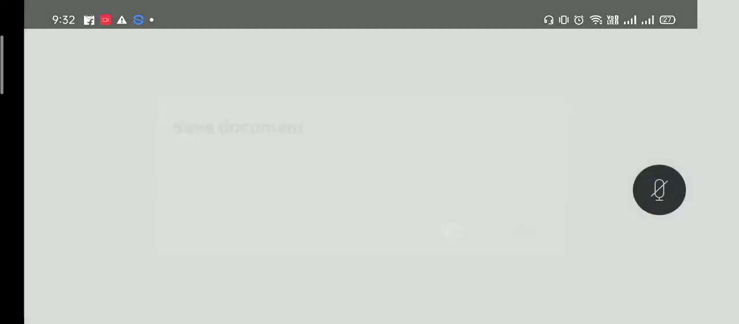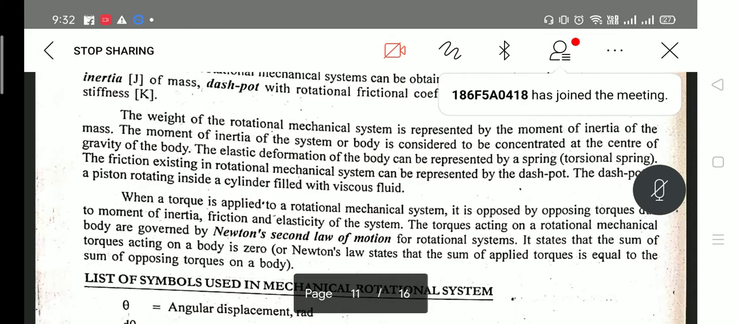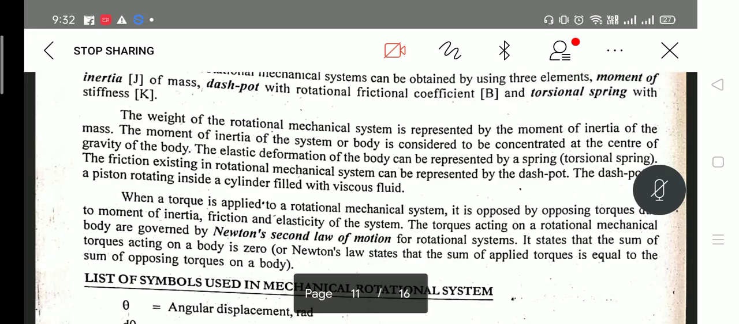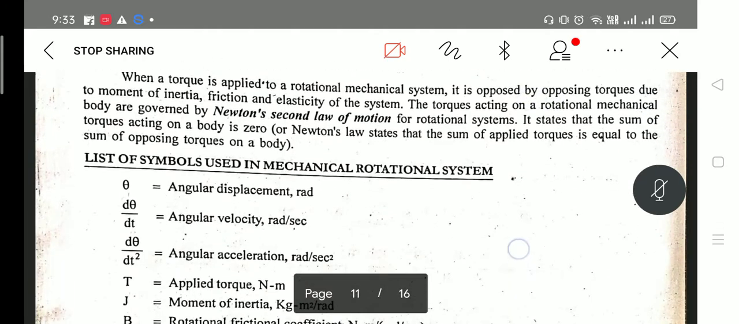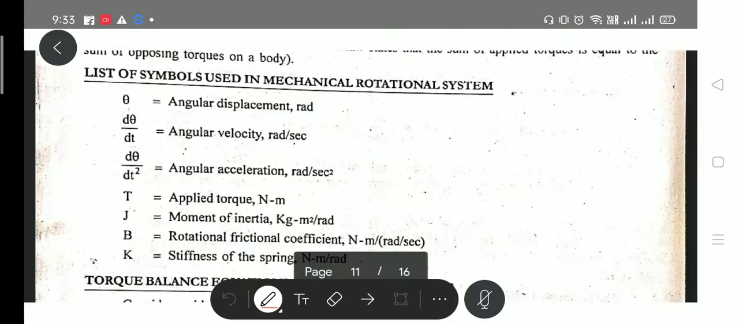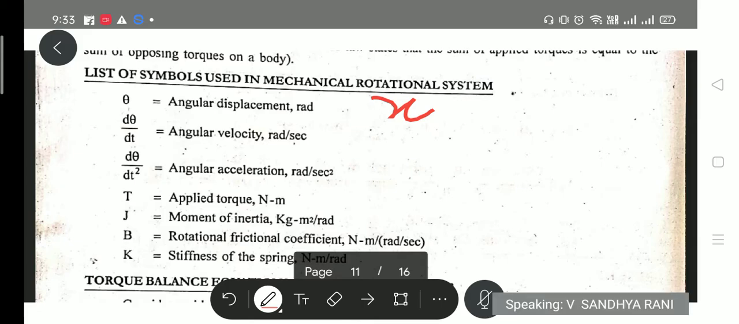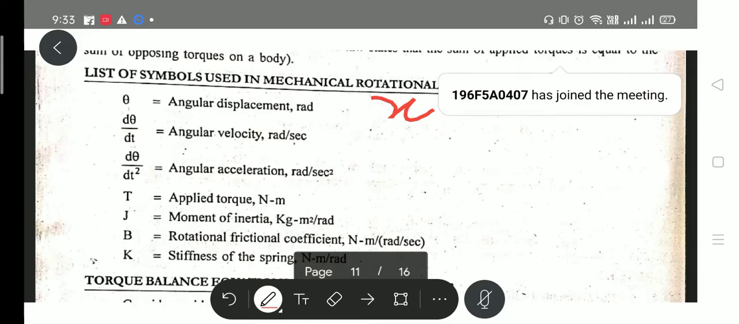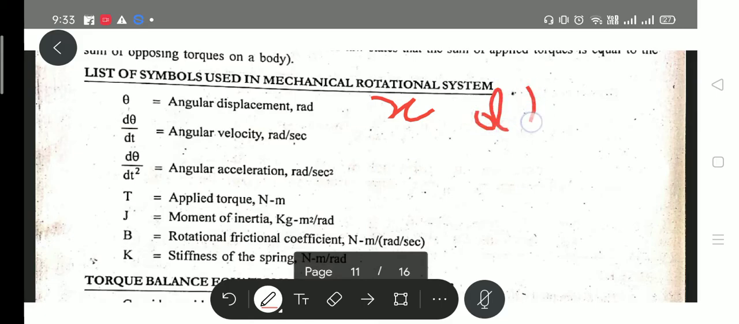We have different symbols used in mechanical rotational systems. Theta is angular displacement. In the translation system, displacement is represented as x. Here theta is the angular displacement, measured in radians. d theta by dt is angular velocity, represented in radians per second. In the translation system, that is dx by dt.